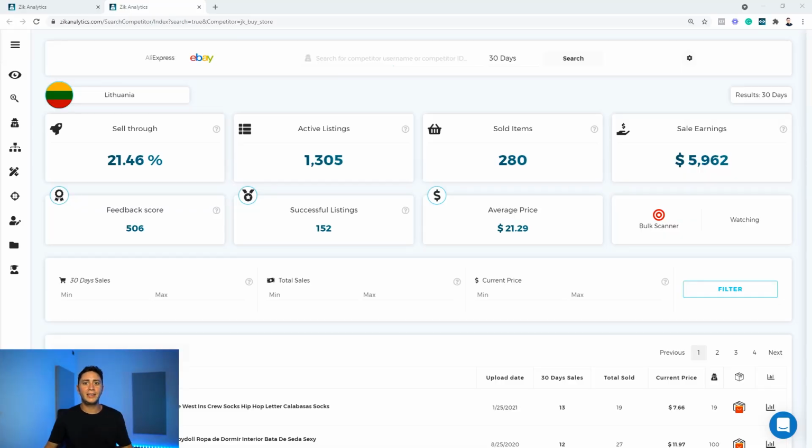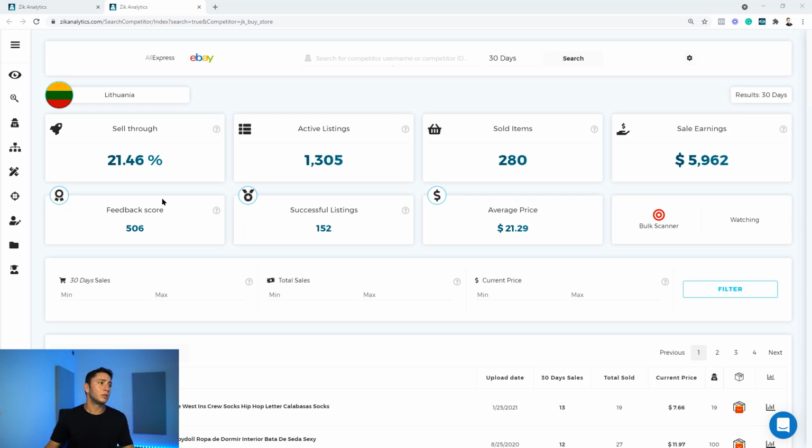Alright guys, we are here and you see in front of you the Zikkers Analytics competitor research tool. What I did was, after researching a little bit, I found this Lithuanian seller. This flag here means where the seller is coming from, not where he is selling. This seller is coming from Lithuania. After I analyze him, I see that he's using AliExpress and he's dropshipping worldwide on ebay.com.